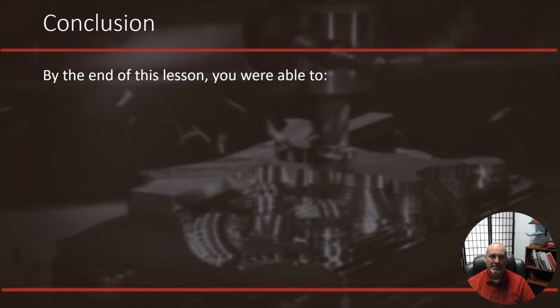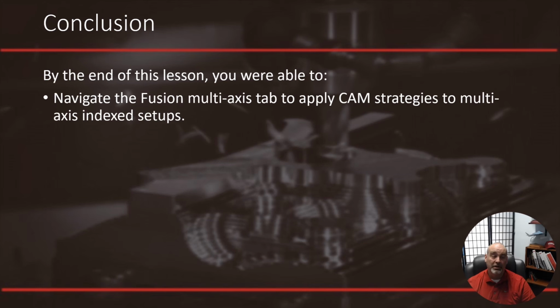In conclusion, by the end of this lesson, you learn to navigate the Fusion multi-axis tab to apply CAM strategies to multi-index setups. You learn to control tool orientation with Fusion to create tool paths that index CNC machines' rotary axis into a correct position, and model CAM in 5-axis CNC milling applications to industry standards, and apply CAM in 5-axis CNC milling applications to industry standards in the activity lessons in this unit.